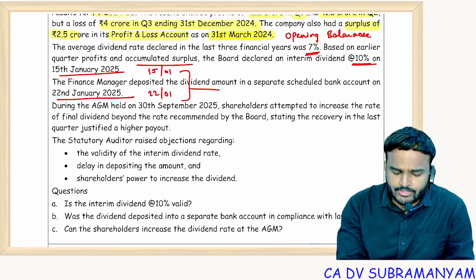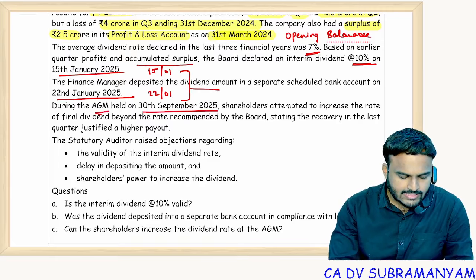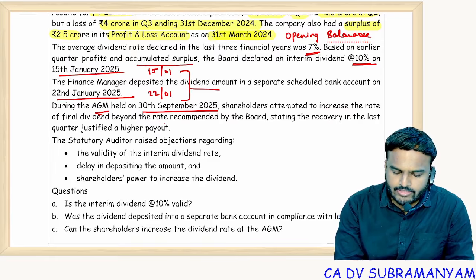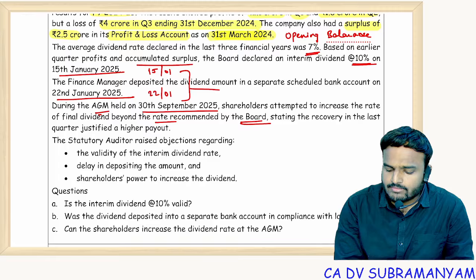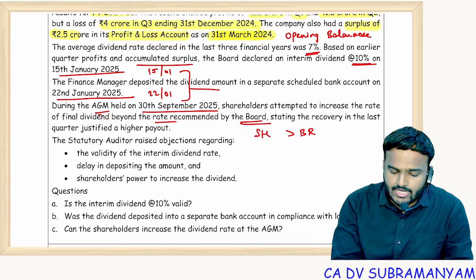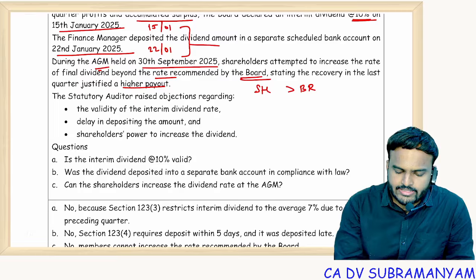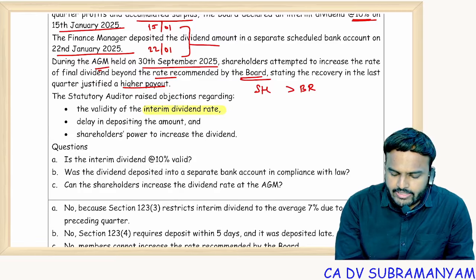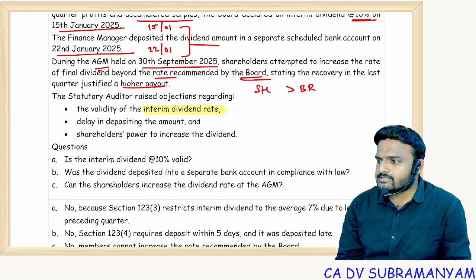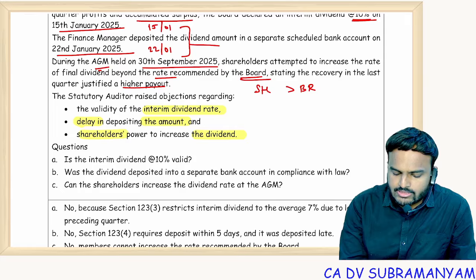We will see. During the AGM held on 30th September 2025, shareholders attempted to increase the rate of final dividend beyond the rate recommended by the board. So shareholders' expectation rate is greater than the board recommendation rate, stating the recovery in the last quarter justified a higher payout. The statutory auditor raised objections regarding the validity of the interim dividend rate, delay in depositing the amount, and shareholders' power to increase the dividend.